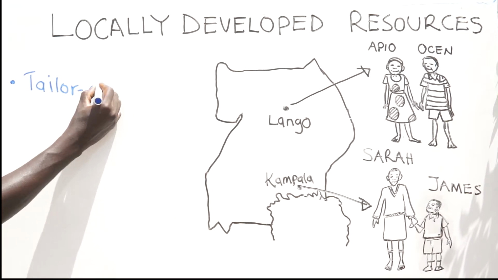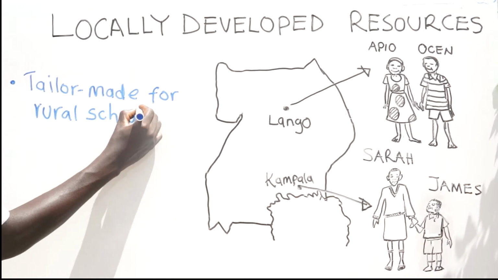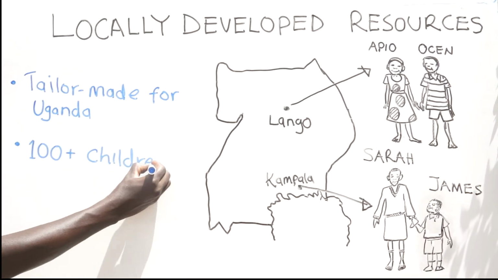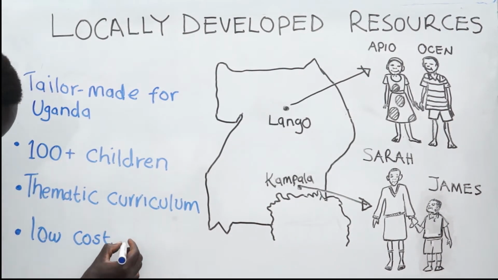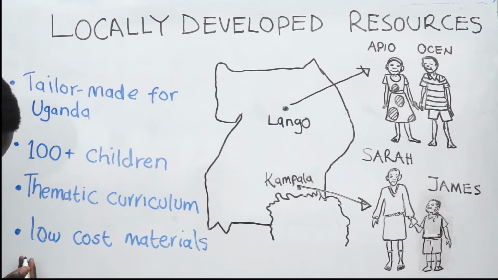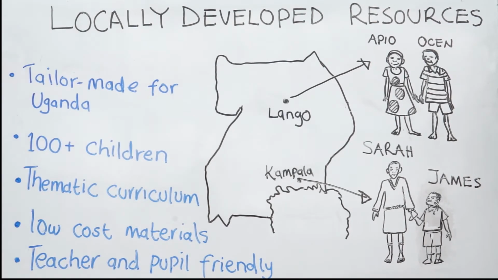Our model for English instruction can be adopted to support second language learning all over the world. This particular model is tailor-made for Ugandan teachers in rural primary schools. The method works in a classroom of 100 children or more and follows the Ministry of Education's thematic curriculum. The instructional materials are low cost, teacher and pupil friendly, and easy to replicate locally.